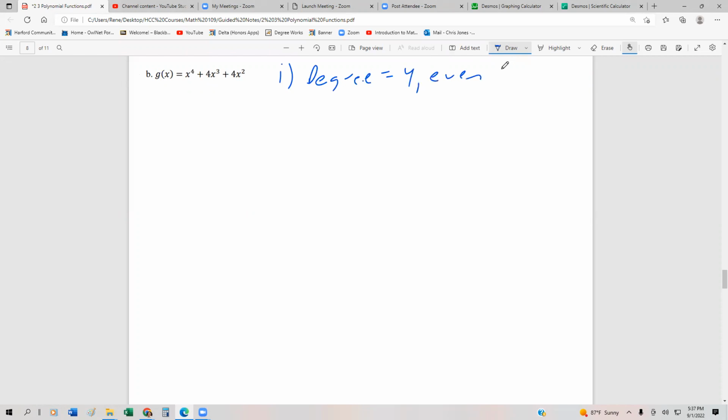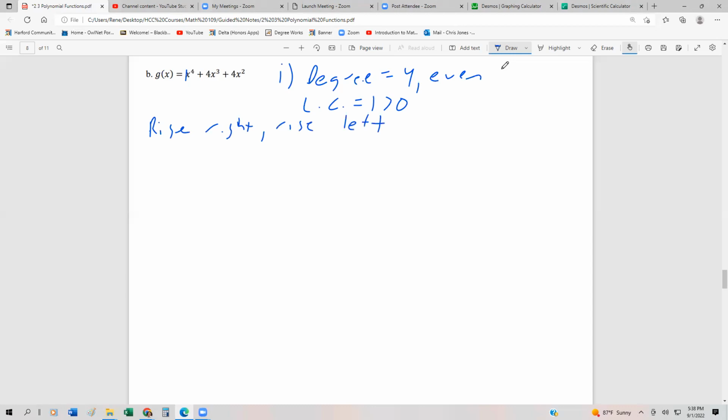And then also, we notice that the coefficient is positive. So the leading coefficient is equal to 1, which is greater than 0. What that means is that the behavior is that it's going to rise to the right, and it's also going to rise to the left.